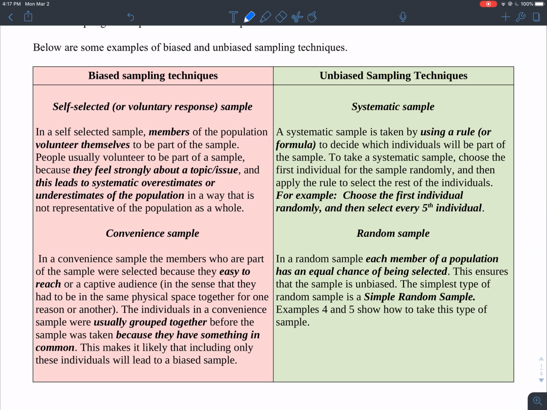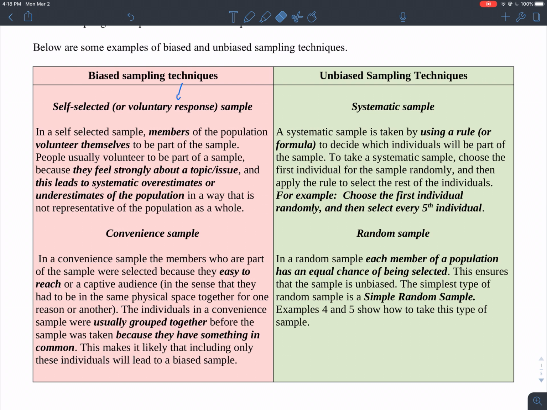So I grouped the biased ones here, and they are self-selected, which your textbook uses. In AP statistics, we call it voluntary response sample. In other words, self-selected is a good word, though. I pick myself to be in the sample, or I volunteer my response. Okay, that's another way of thinking about it. So in a self-selected sample, members of the population volunteer themselves to be part of the sample. People usually volunteer to be part of a sample because they feel strongly about a topic or issue, and this leads to systematic overestimates or underestimates. If one is an overestimate, then you're underestimating something. Okay, so you can view that glass half full or glass half empty.